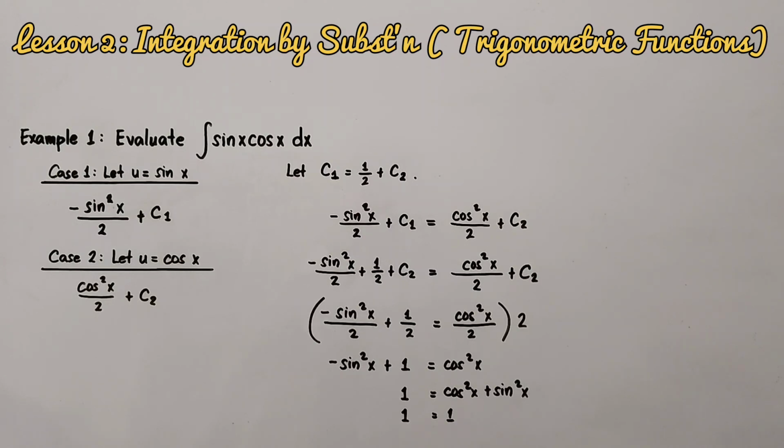Additive inverse of negative sine squared x is positive sine squared x. So we have 1 equals cos squared x plus sine squared x. And by using the Pythagorean identity, cos squared x plus sine squared x is 1. Therefore, our two answers are equal.